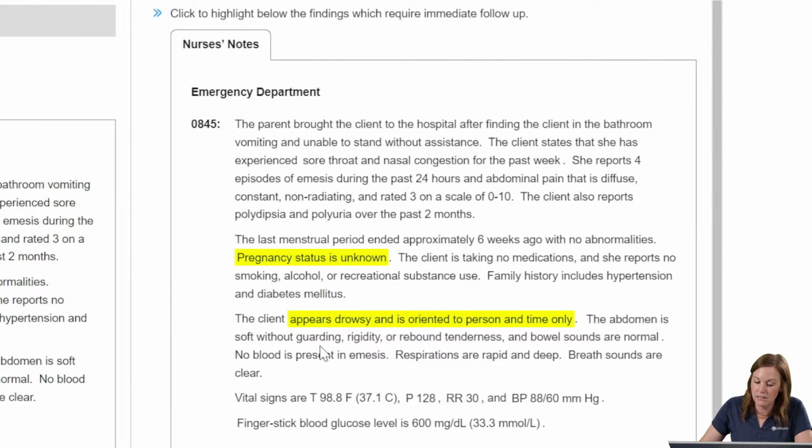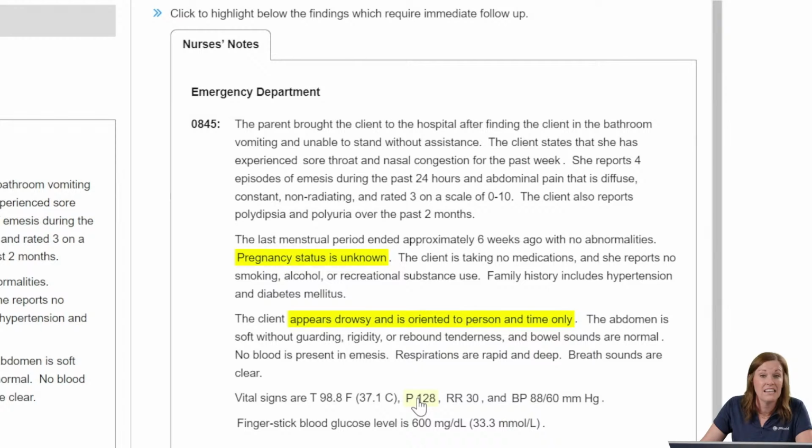Again, the abdomen is soft. Soft abdomens are usually not alarming. We're not seeing anything that's indicating any type of fluid or third spacing in our abdomen. Bowel sounds are normal, nothing that's indicating obstruction, so I'm not going to click that one.